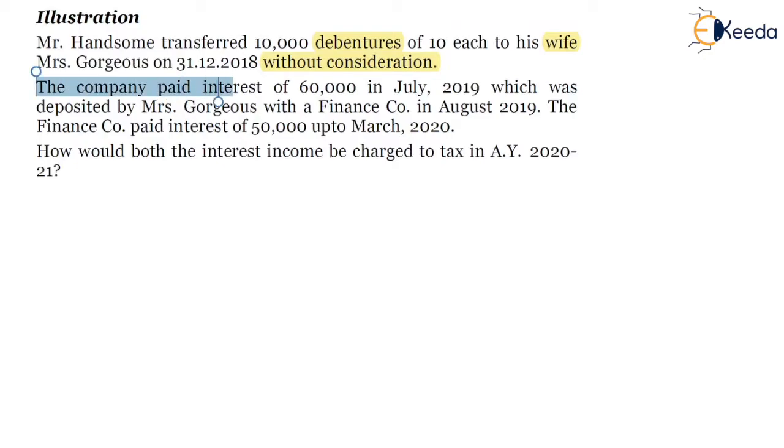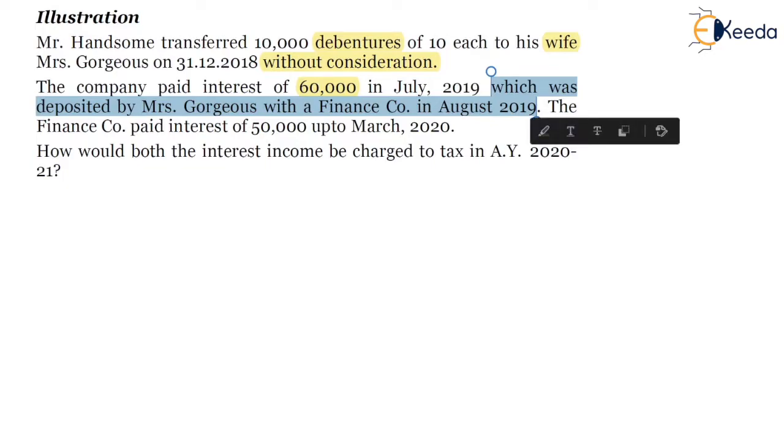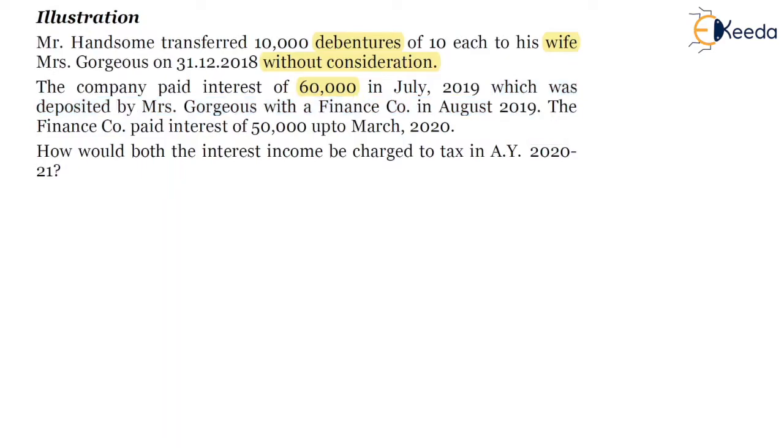The company paid interest of 60,000 in July 2019. Interest income has been earned from the debentures, and any income from an asset transferred without adequate consideration to the spouse will be clubbed in the hands of the transferor. So 60,000 interest was deposited by Mrs. Gorgeous with the finance company in August 2019. So here 60,000 has been deposited with a finance company. The finance company paid 50,000 up to March 2020.